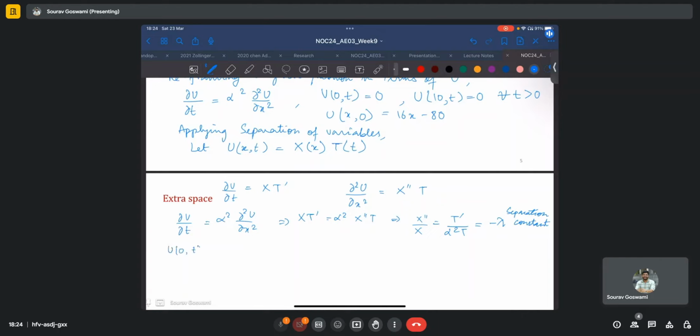Using the boundary conditions, u at 0 comma t is 0 would imply that X at 0 times T at t is 0, and since T at all times cannot be 0, as this will only lead to a trivial solution, X at 0 must be 0. Similarly, for the other boundary, u at 10 comma t is 0, which will imply that X at 10 times T at all t is 0. And since this cannot be trivially 0, X at 10 must also be 0.